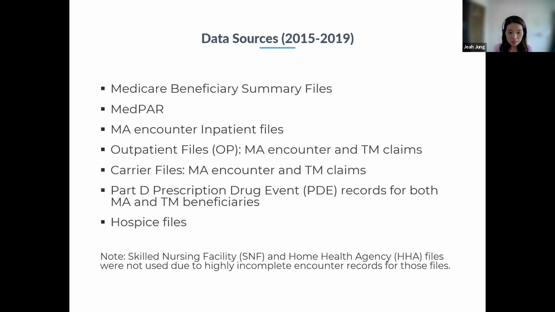One thing that we are missing here is post-acute care, skilled nursing facility and home health agencies. We just decided not to use them. We found that, particularly during this time period, there were many missing records for these post-acute care files.